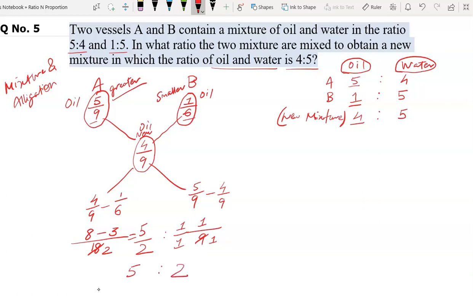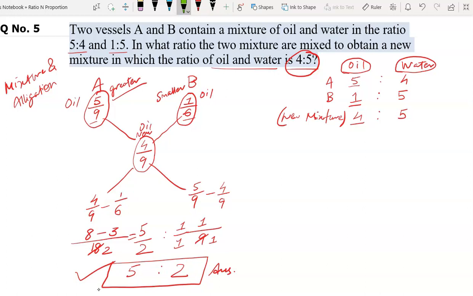So in what ratio are the two mixtures mixed? The two mixtures are mixed in the ratio of 5 is to 2, and this is our answer. Now if we need to verify this, we can go with the previous question, question number 4, where this 5 is to 2 ratio is to be found. So let's verify this.